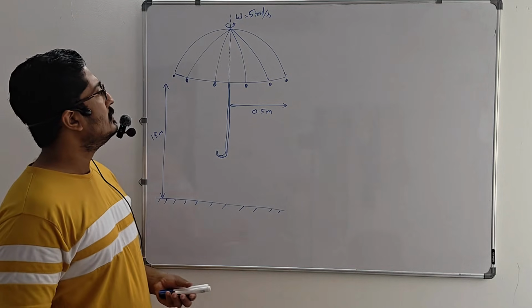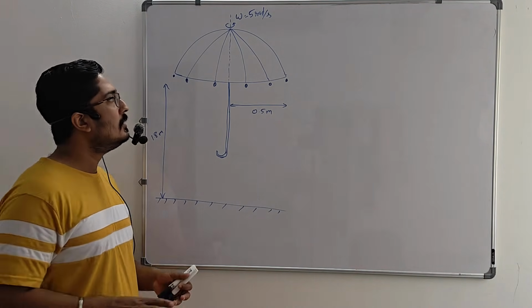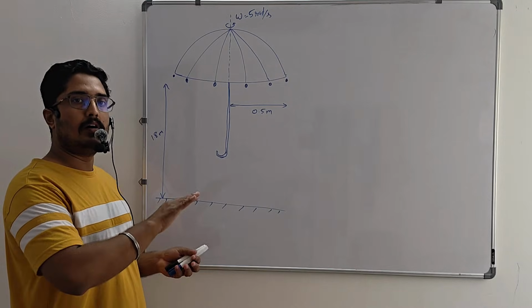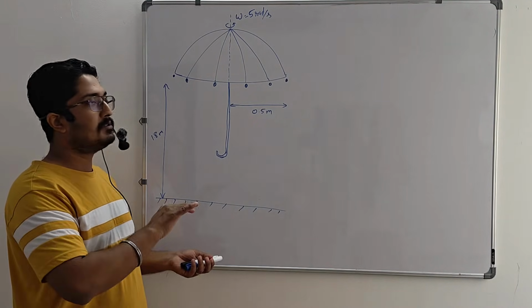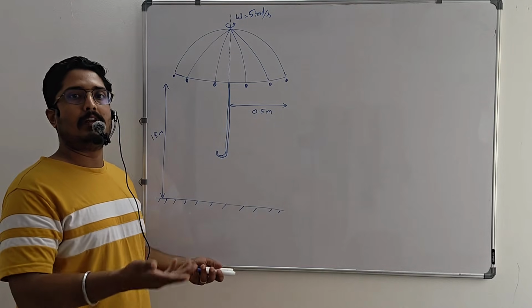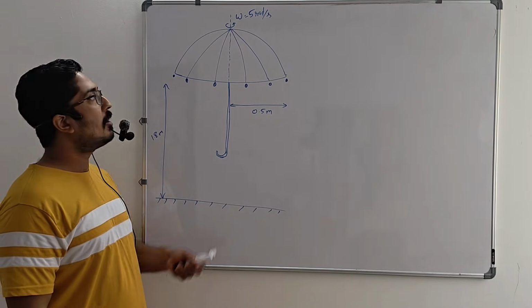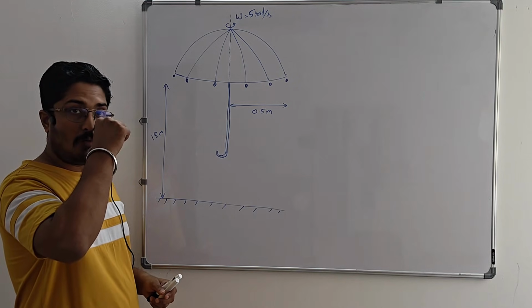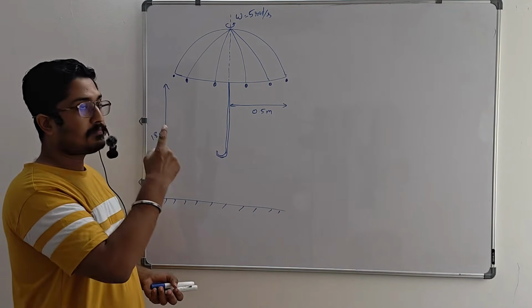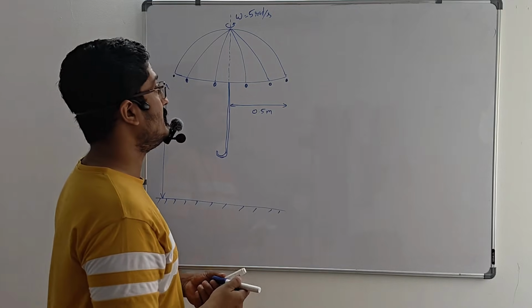This question is completely based on projectile motion, because the moment the drop leaves the umbrella, how it moves will be determined by gravity. That is actually called projectile motion. So first of all, because of this rotation, let us find out how much velocity the particle, that is the water droplet, will achieve.